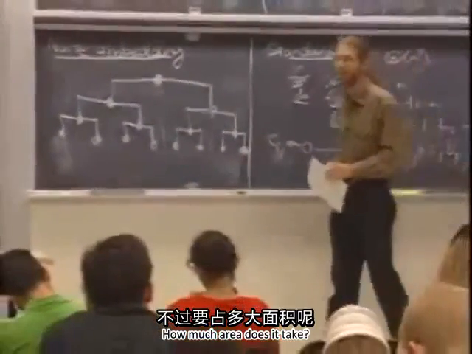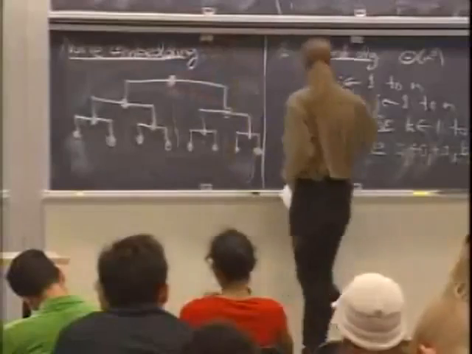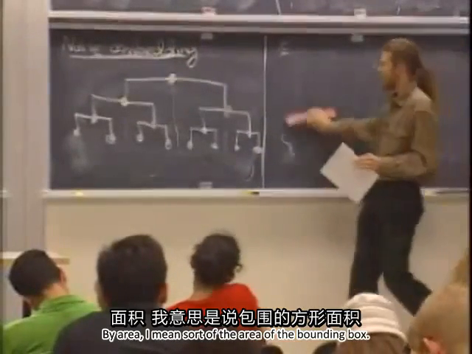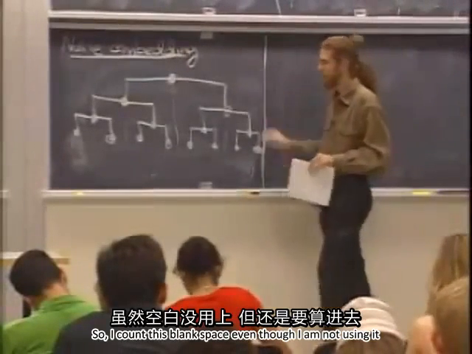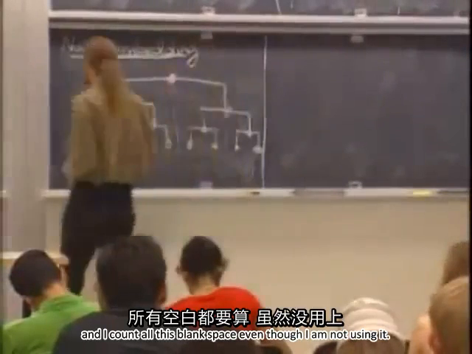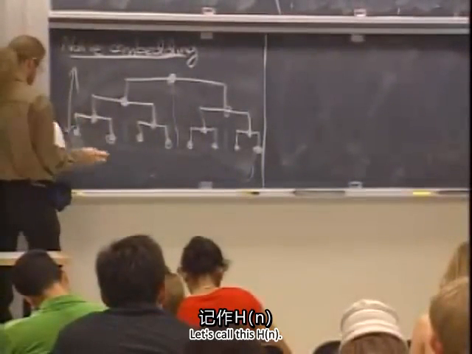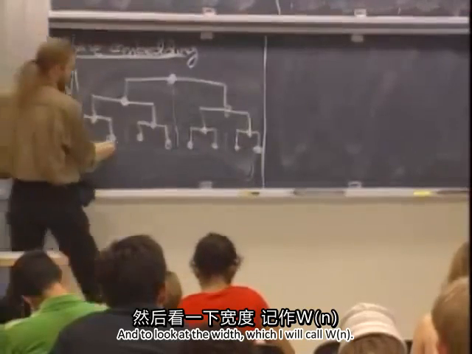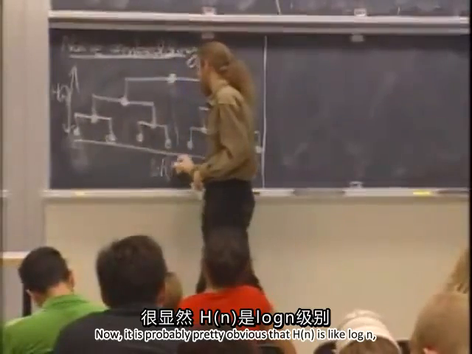How much area does it take? Well, area is, by area I mean sort of the area of the bounding box. So I count this blank space even though I'm not using it. Count all this blank space even though I'm not using it. So I want to look at the height. Let's call this h of n. And to look at the width, which I'll call w of n.